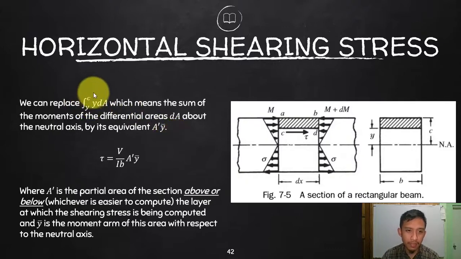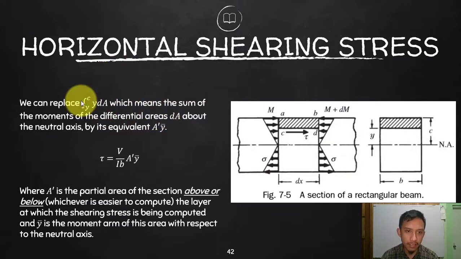So if you try to look at this in your flexural stress, that is y squared times dA. So that is a second moment of area, relating to your I. But in here, that is just y times dA. That is the first moment of area. Okay, so that is not I.